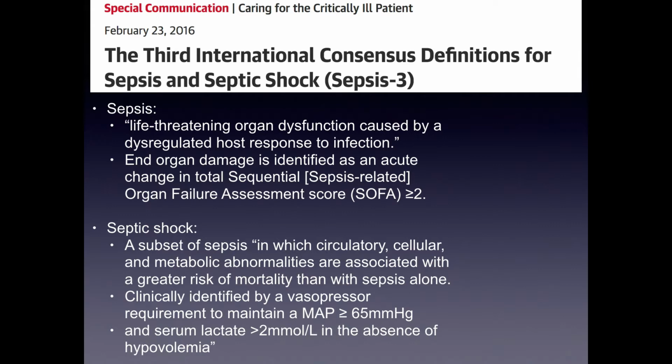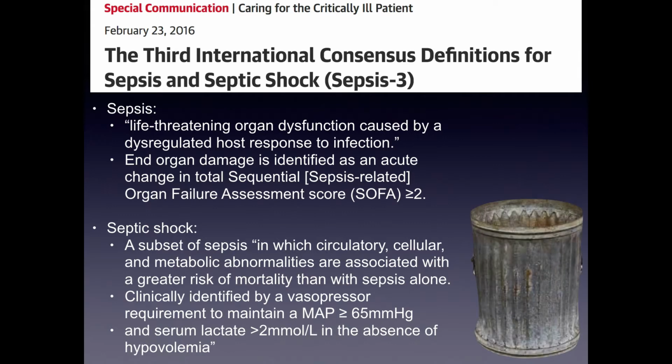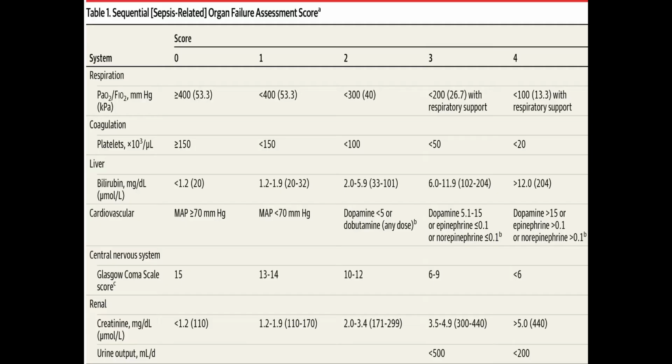But in my opinion, the biggest and best thing they did with this was throw away the severe sepsis category because they said it was redundant. We don't need it anymore, so they totally got away with it. So now we're just dealing with two groups, sepsis and septic shock. I can handle that. So what's a SOFA score?